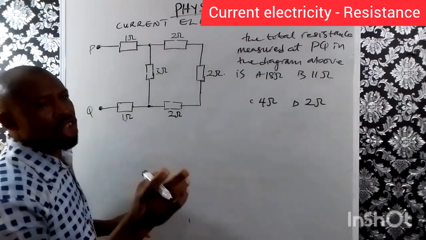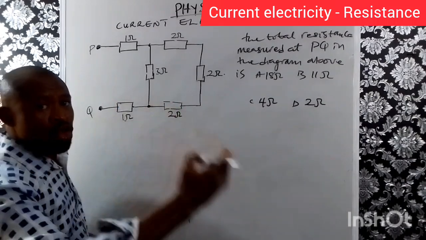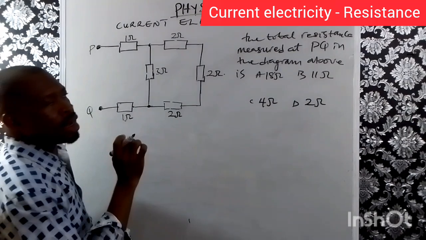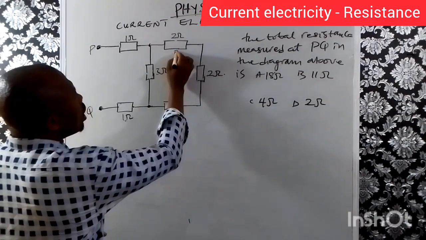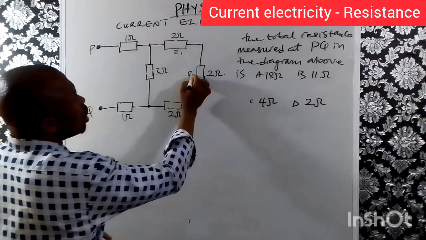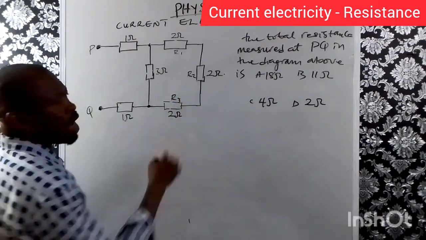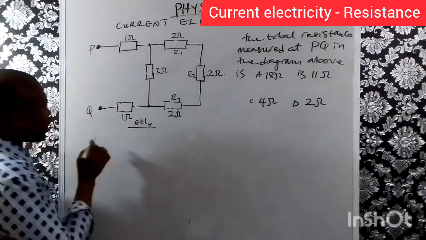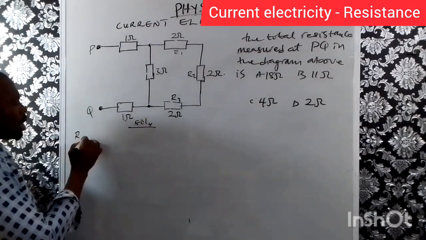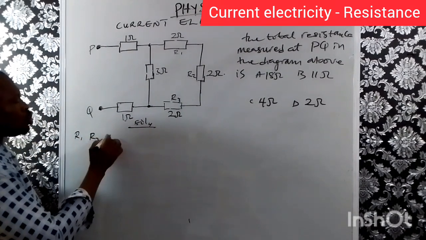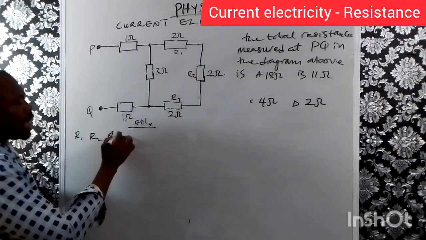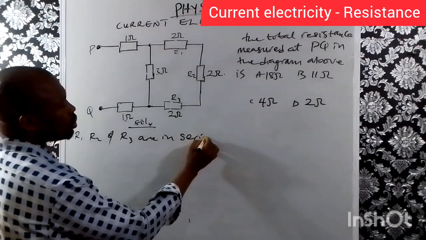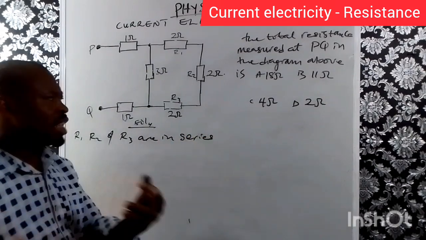So how do we solve this? Gradually you reduce them. So you pull 1, 2, 3. We can call this one R1, this one R2, and this R3. So solution, we have said that R1, R2, and R3 are in series. So if they are in series, we will resolve it.